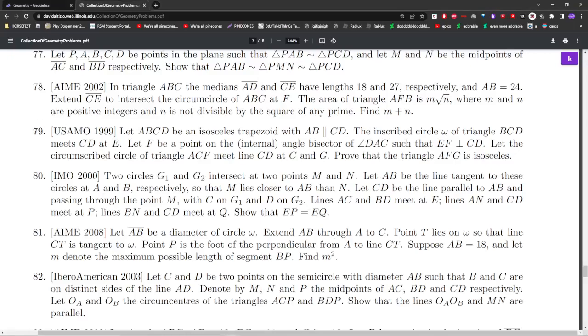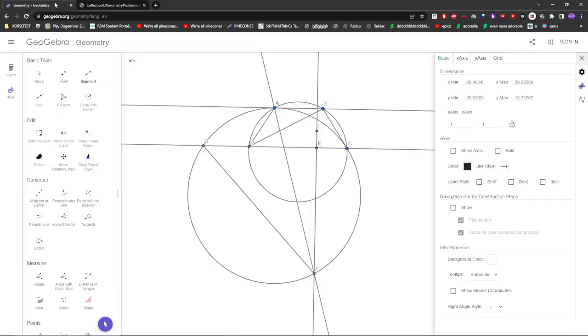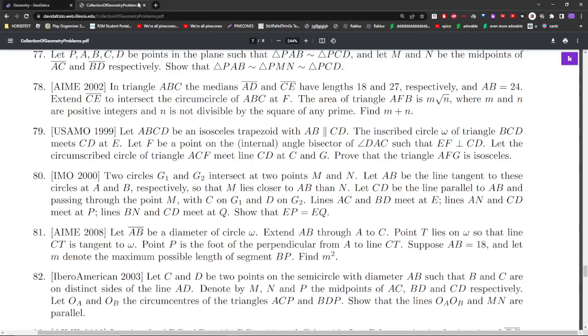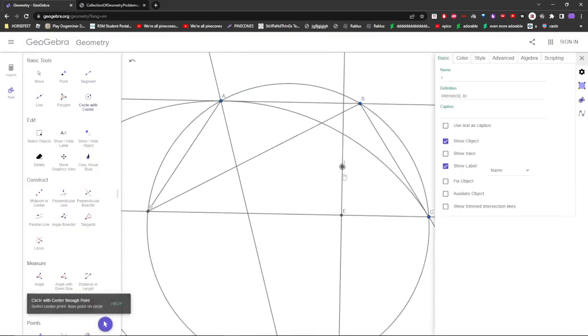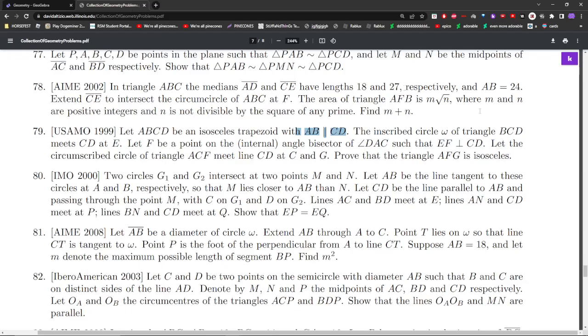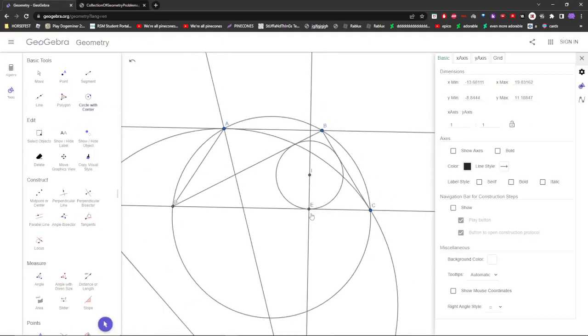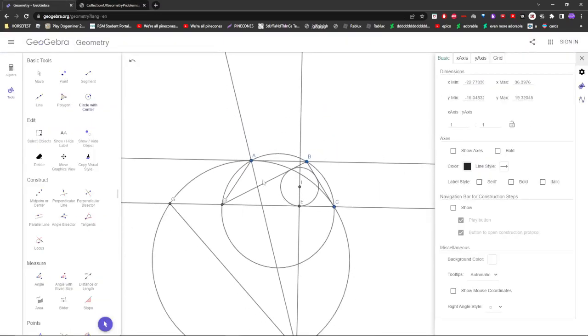Alright, so this is a re-record of Problem 79 in David Altshiller Court's collection of 100 geometry problems, from AMC level to USAMO, and I've made it to early USAMO stuff. So let ABCD be an isosceles trapezoid with AB parallel to CD. Yep, we got that. The inscribed circle omega of triangle BCD meets CD at E. Right, so it's an in-touch point.